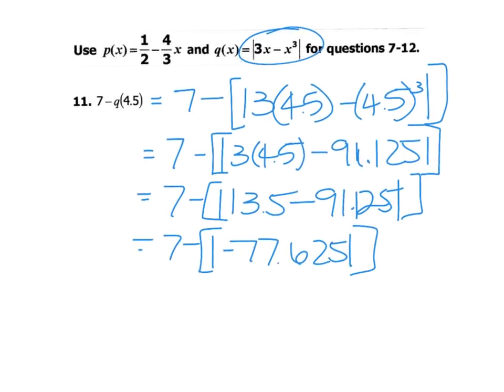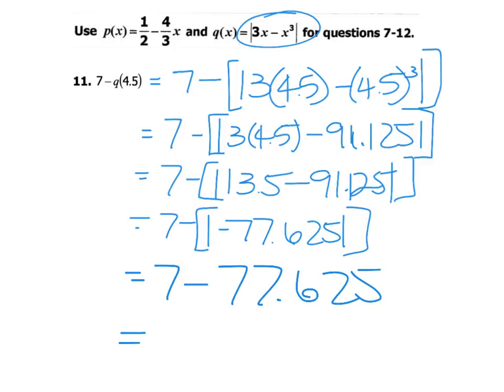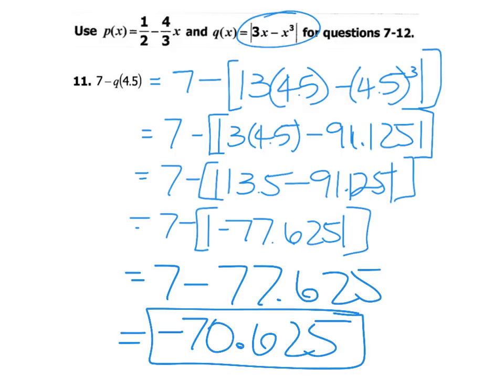Then the absolute value of negative 77.625 is just positive. Actually, we don't even need the parentheses, right? Because we're saying the absolute value of this gives us positive 77.625. Now we're saying 7 minus 77.625 gives us our final answer, and our final answer is going to be negative 70.625. And that's our final answer.